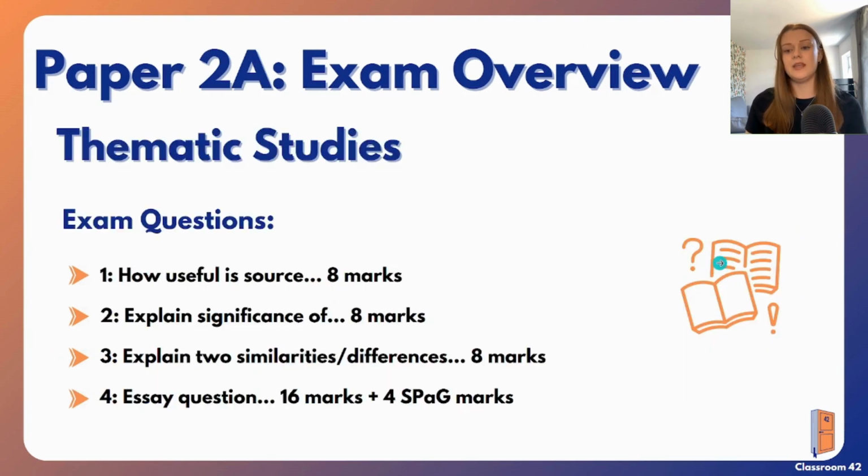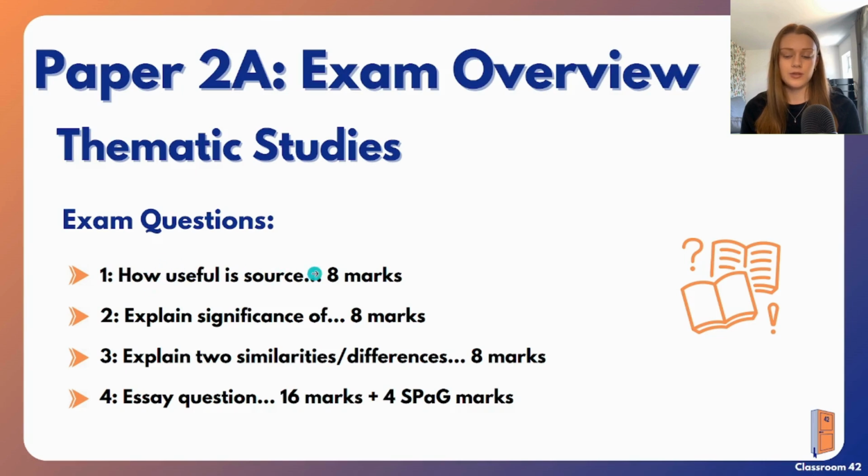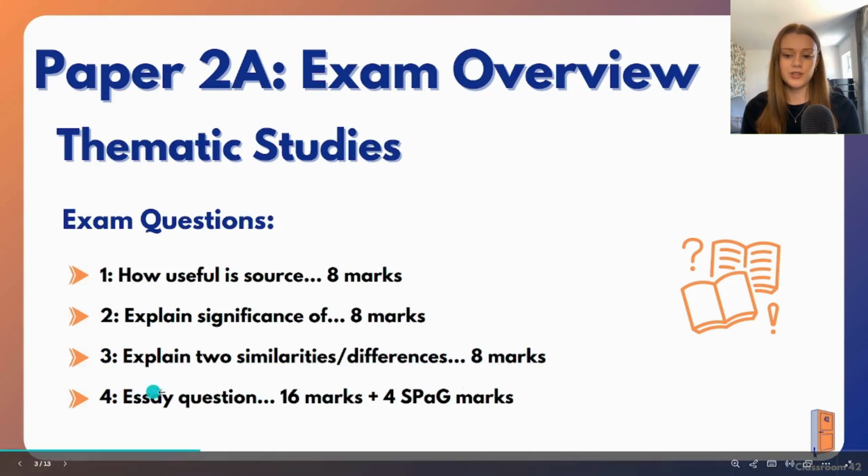Okay, so let's have a look at the question types for this paper. So for paper 2 section A, you've got 4 different exam question types. You've got 3 8 markers and then you've also got a 16 marker at the end. Your first 8 marker is how useful is the source. Your second 8 marker is explain the significance of, and your third 8 marker is explain 2 similarities or differences, and that is again, 8 marks. And then finally, your fourth question is an essay question. That is an evaluation question that is worth 16 marks, and you also do get 4 marks for SPAG as well for that question.